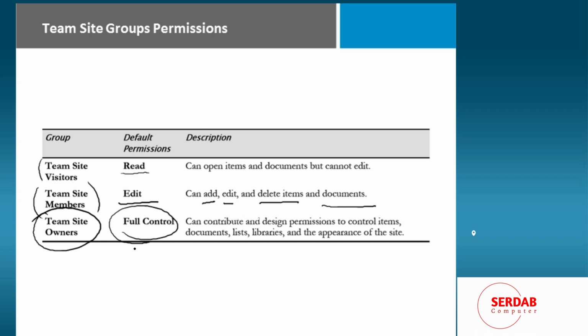By default, people in your organization are going to be in the visitors. If you want to have someone have the ability to add and upload documents, all you need to do is put their account in the members. And of course, if you want someone to help you manage the SharePoint site, put them right there in the owners.